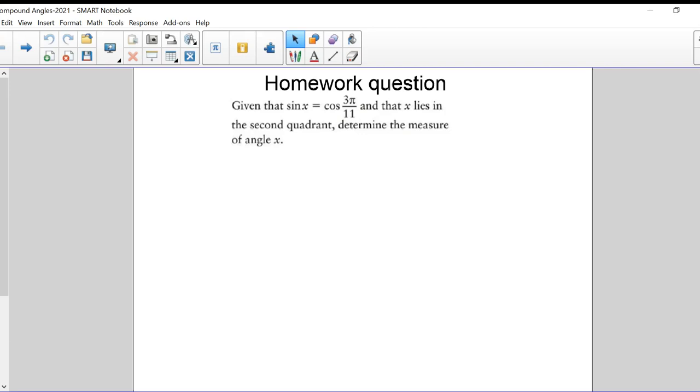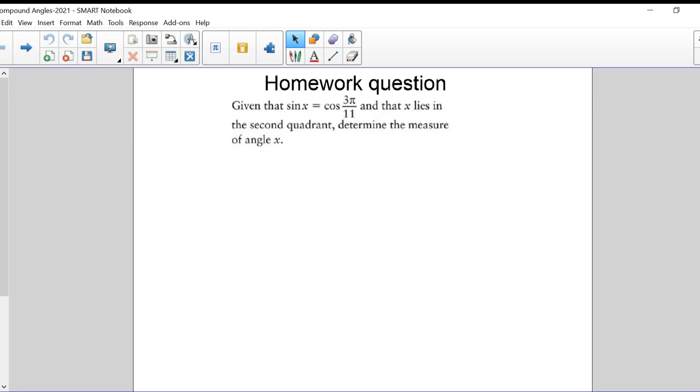So here's a question. Given that the sine of x is equal to the cosine of 3 pi over 11, and that x lies in the second quadrant, determine the measure of angle x. All right. I'm going to remind you about some things that we talked about on Friday.